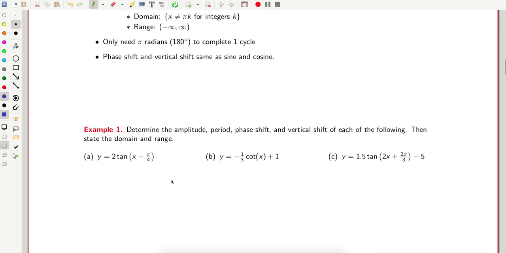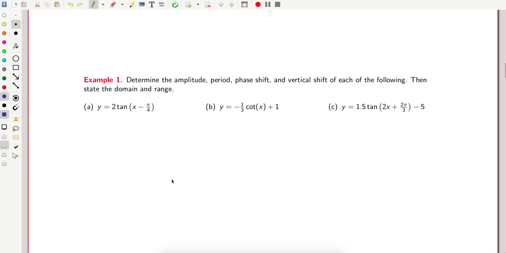All right, so let's take a look at those examples. We have in part A 2 times the tangent of x minus pi over 4. Well, here we get a pi over 4 shift to the right.